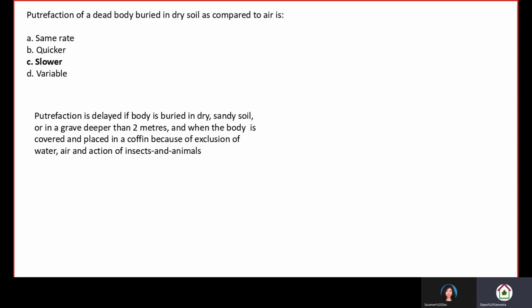Putrefaction is slower, obviously, and delayed if the body is buried in dry, sandy soil or in a grave deeper than 2 meters, and when the body is covered and placed in a coffin, because of exclusion of water, air, and action of insects and animals.